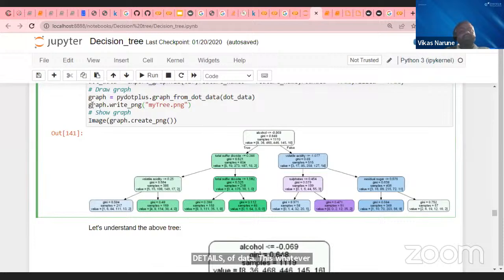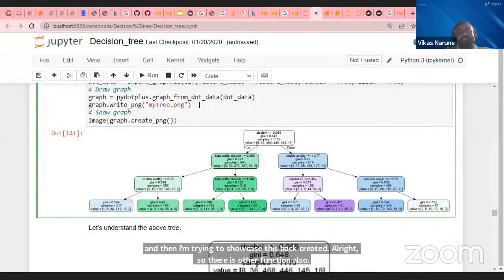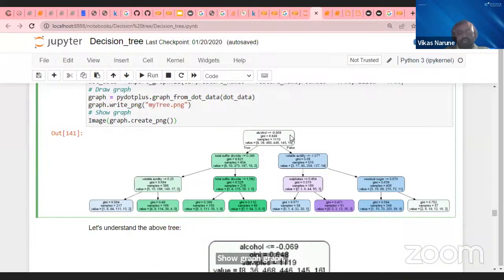So please show that dot, and then I'm saying graph dot write dot png, which means it will try to save the same graph picture also here in the png format. Okay, and then I'm trying to showcase this by create png, graph dot create png. All right. So there is another function also, show graph. That is a simple version, and the code is also available, guys. I'll share it to show you.